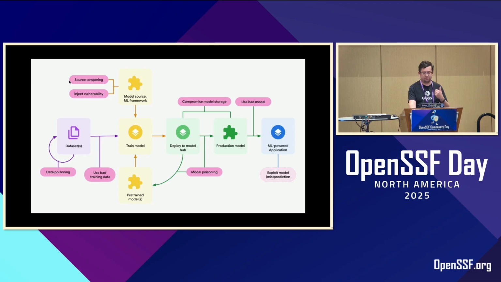And in order to solve compromising model storage, the simplest solution is to sign the model upon training, and then verify it when you deploy it to the model hub, verify it when you upload the model to production, verify it when you use it and integrate it into the application. And also, if you use this model for fine-tuning, verify it at that point too. However, signing only protects the bits of the model.